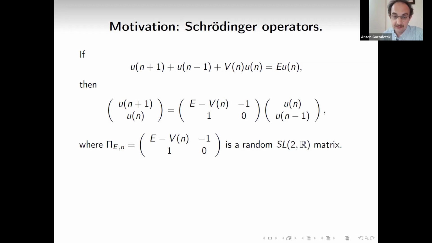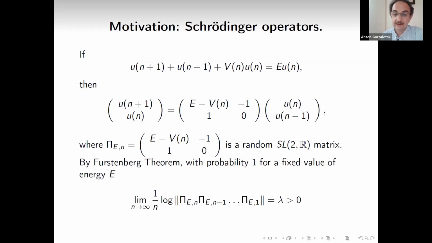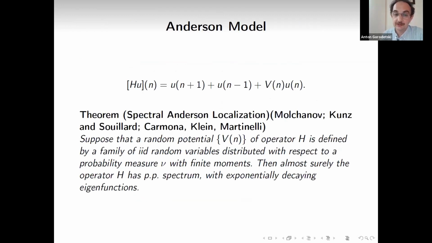And it's a relatively easy exercise to check that if you have matrices of that special form, then the Furstenberg conditions are satisfied automatically. That implies that with probability 1, the Lyapunov exponent of the Schrödinger cocycle in this case is going to be strictly positive. And this is the main reason for the so-called spectral Anderson localization.